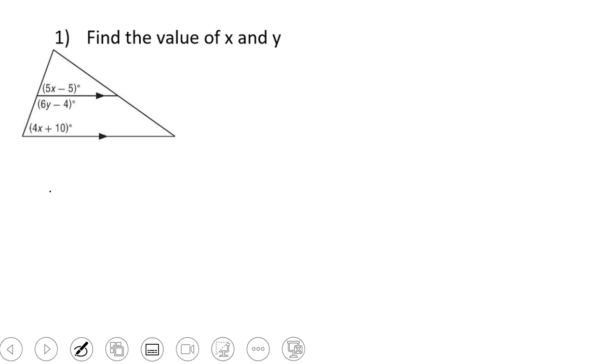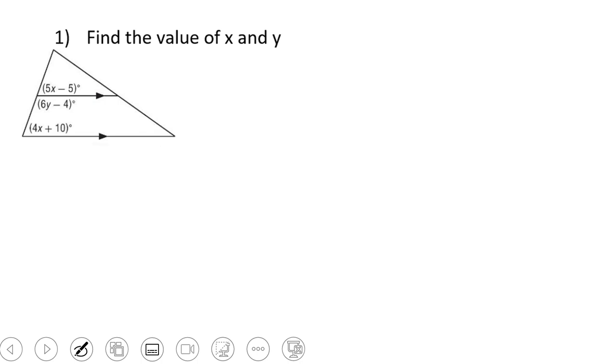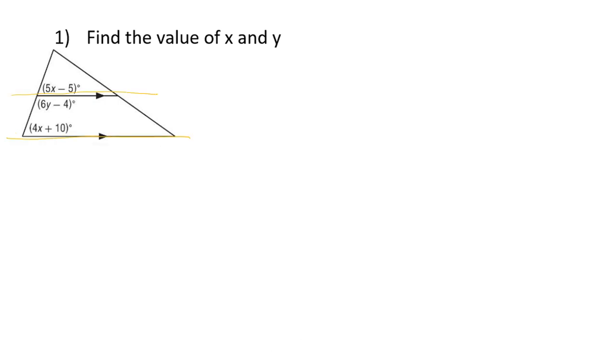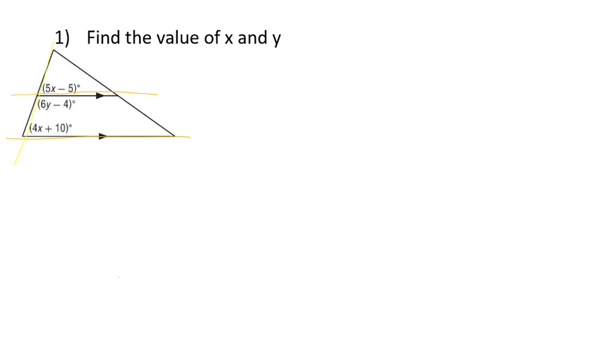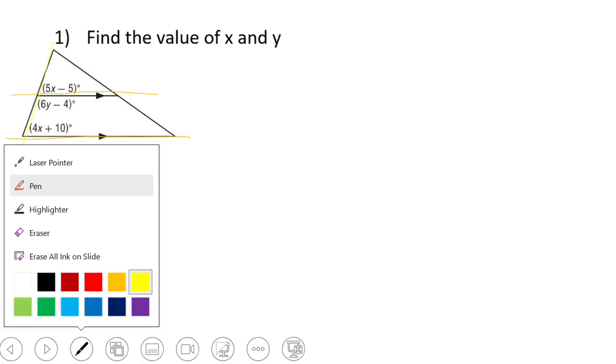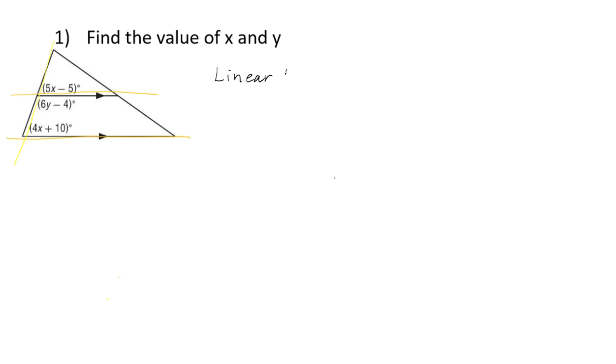So I'm looking at this diagram and maybe I'm highlighting the parallel lines. So I have some parallel lines here and I have a transversal that crosses those parallel lines. And what I see in this diagram is that I have some supplementary angle pairs. I could say, because they're a linear pair, I could say that 5x minus 5 plus 6y minus 4 is 180. I know that they're supplementary.